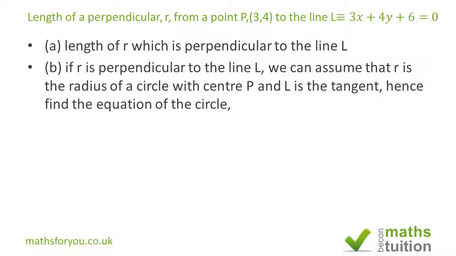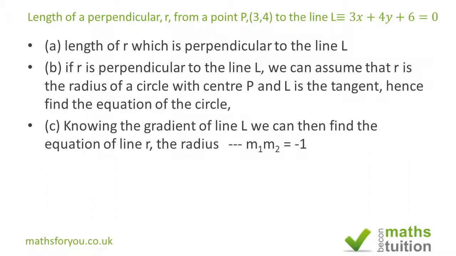And secondly, if R is perpendicular to L, we can assume that R could be the radius of a circle with L being the tangent. And then we need to find the equation of this circle. Thirdly, we also need to find the equation of R. If we know the gradient of line L, we can use that to find the gradient of line R, and then from that we find the equation of line R. Now I hope all that makes sense.